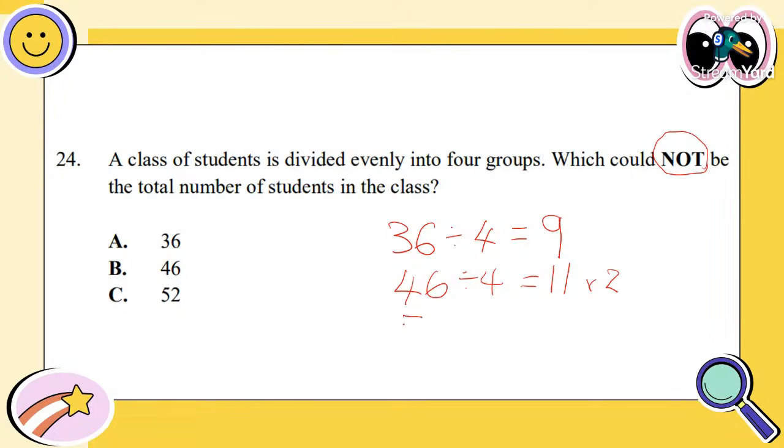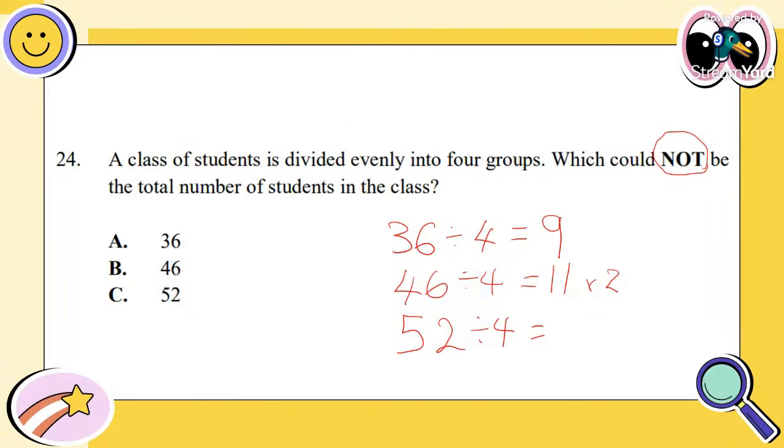Now, let us look at 52 divided by 4. You can already see that 46 is the answer for this question because we cannot get 4 equal groups out of 46. But what about 52 divided by 4? Can we get 4 even groups?